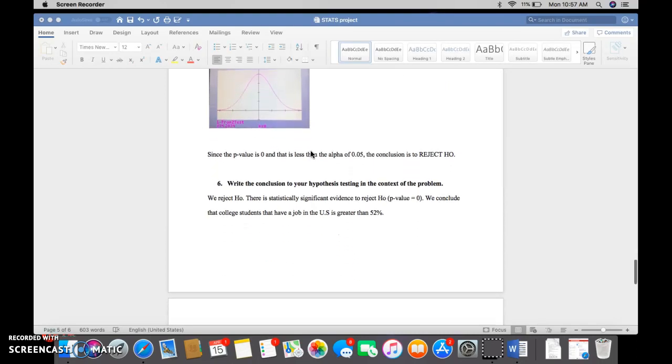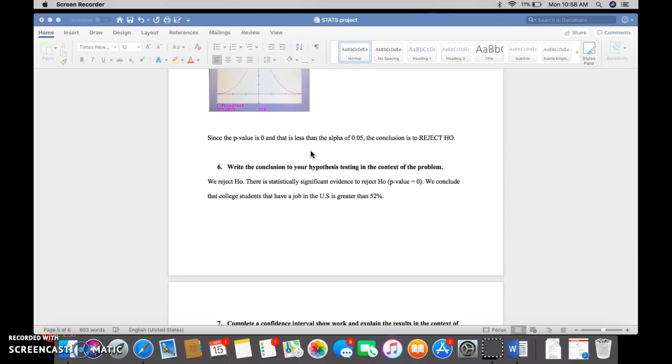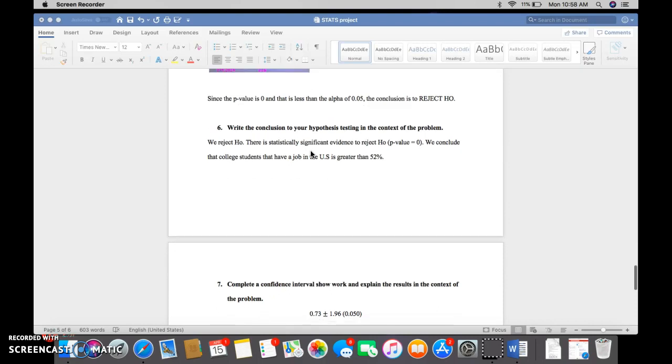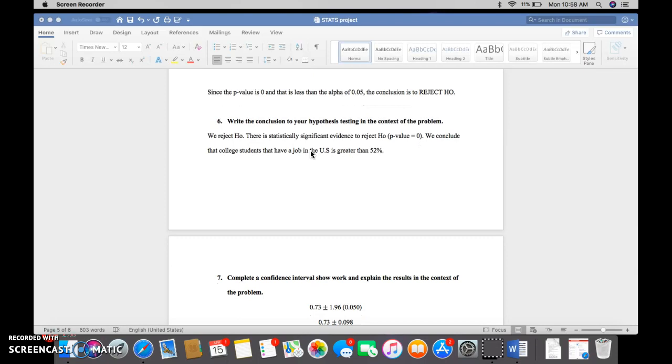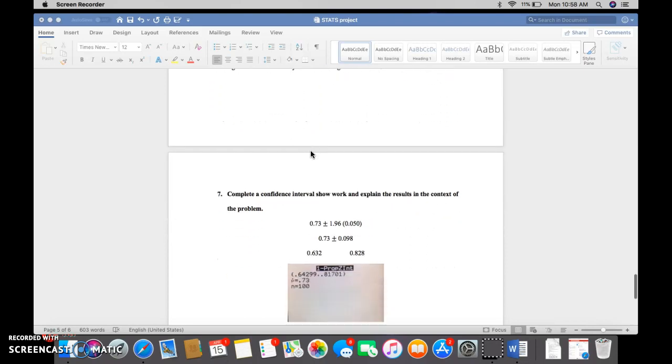The graph below shows the p-value. Since the p-value is 0 and that is less than the alpha of 0.05, the conclusion is to reject H0. Write the conclusion to your hypothesis in the context of the problem. We reject H0. There is statistically significant evidence to reject H0. P-value equals 0. We conclude that the proportion of college students that have a job in the US is greater than 52%.